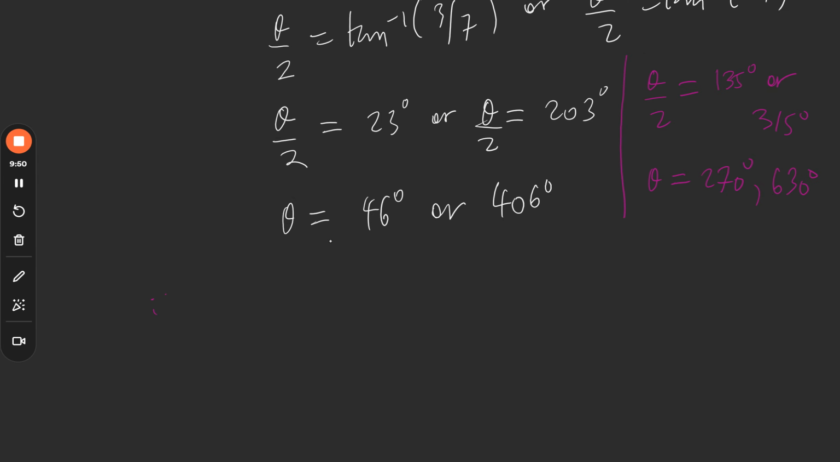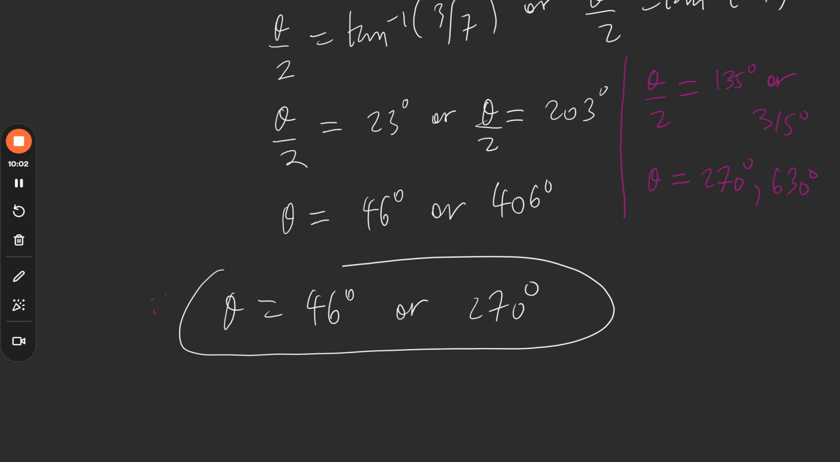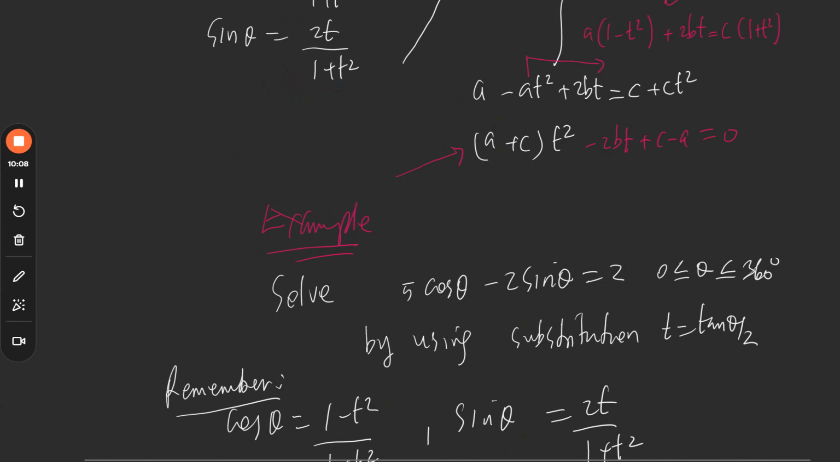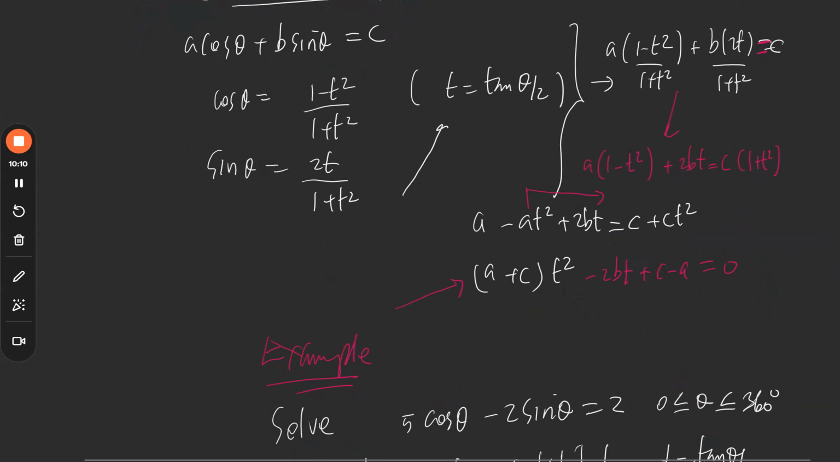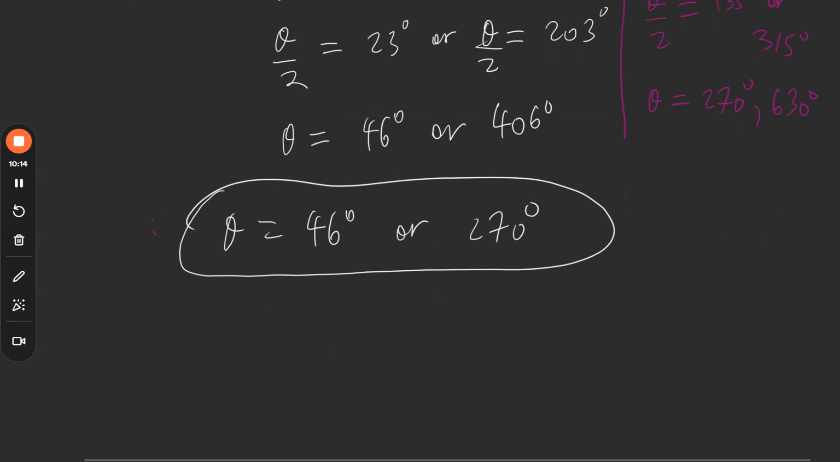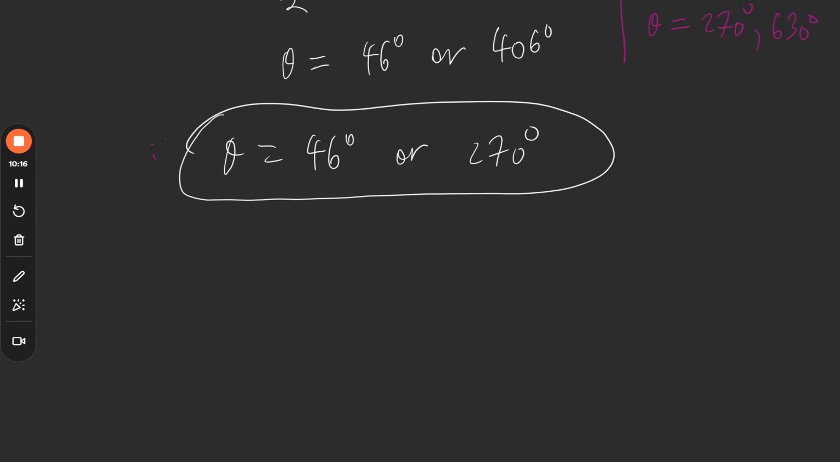So therefore, theta equals 46 degrees, or theta is 270 degrees. So that is the solution for the question in our hand, and we used the T formula now to solve the question. Coming to the second stage.